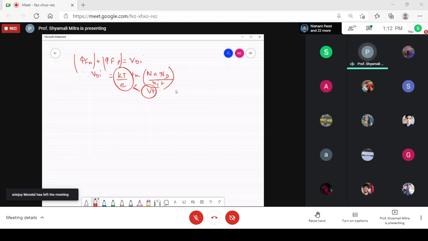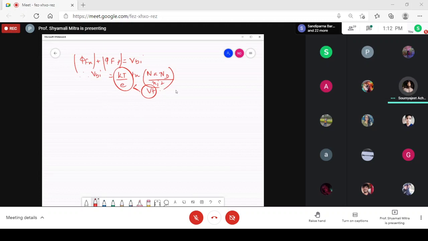Now we will move on to the barrier width. Will the barrier width also increase with the increase in doping concentration, or else the reverse? It will decrease, ma'am. Why?